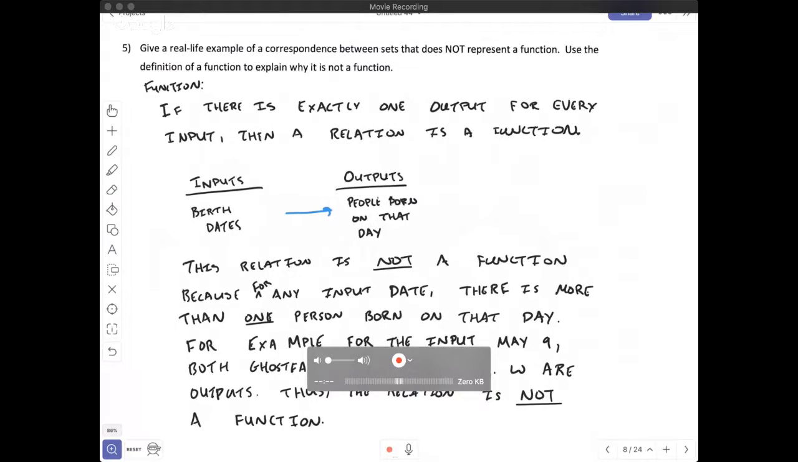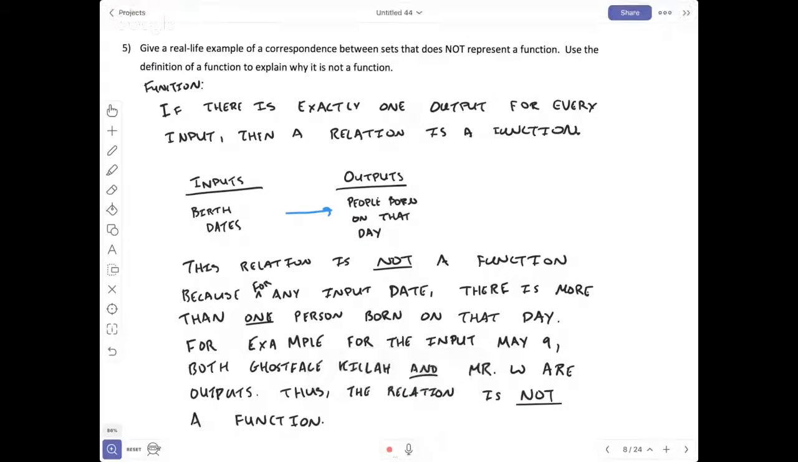Having the same birthday as Ghostface Killer is lit. Oh, we should get rid of that ugly looking speaker over video. That's better. Okay, hopefully there are no questions there. So I will move on to the next one.